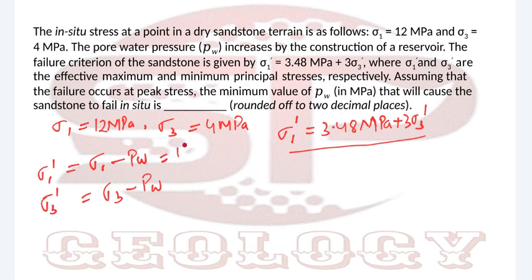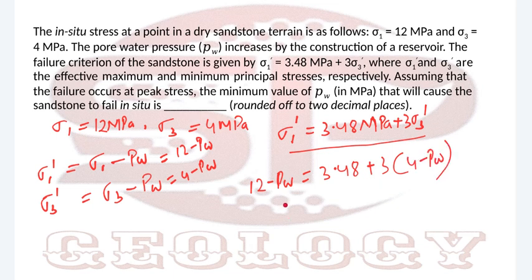So it will be 12 minus pore water pressure, 4 minus pore water pressure. So we will put this: 12 minus pore water pressure will be equal to 3.48 plus 3 into 4 minus pore water pressure. If we solve this, the pore water pressure will be 1.74 MPa.